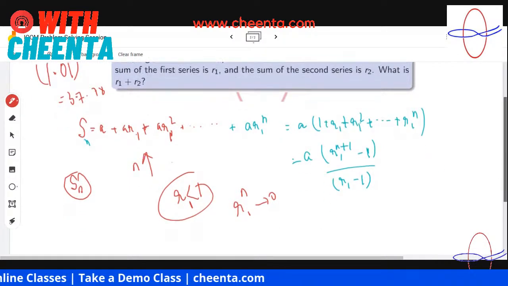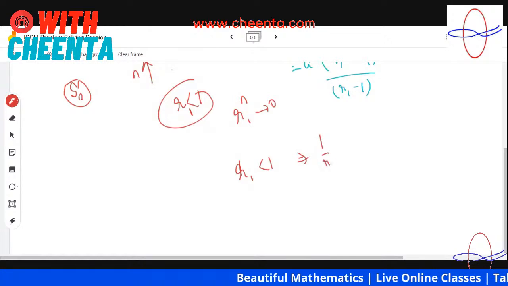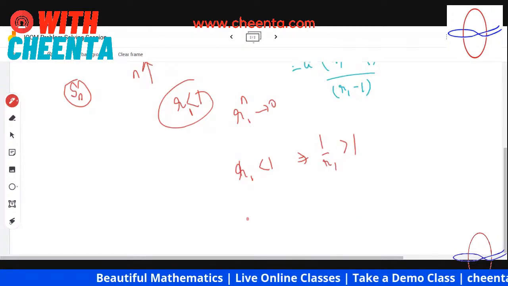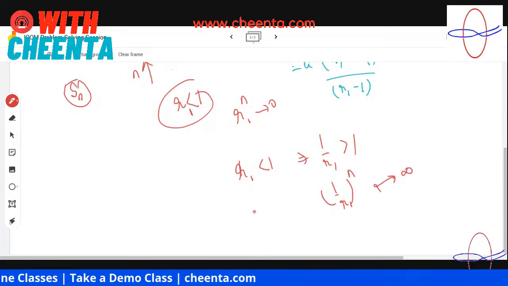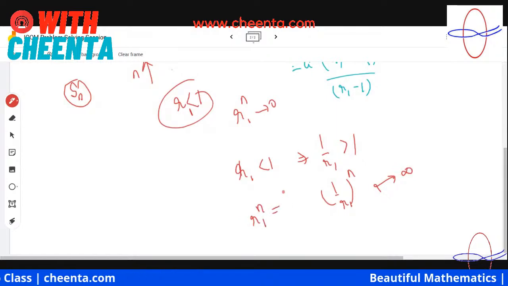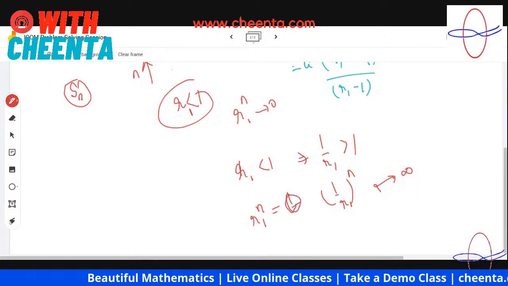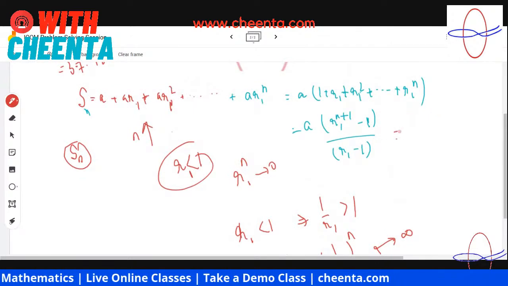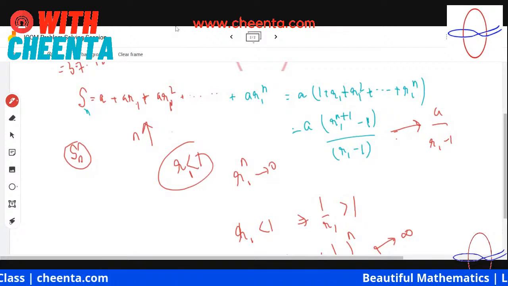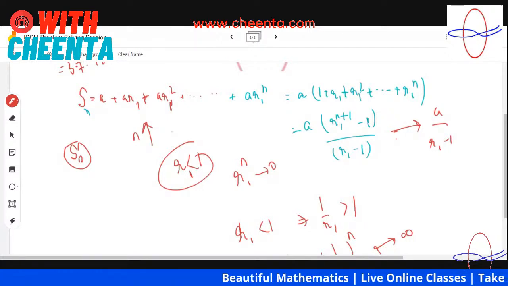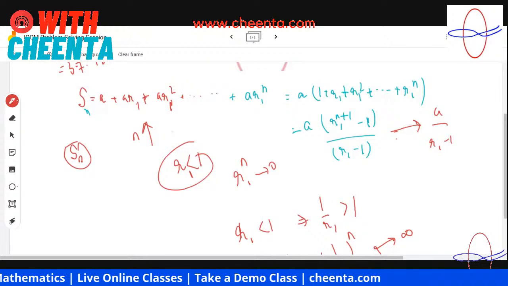It's very natural. Why? Because if R1 is less than 1, then 1 by R1 is greater than 1, and we know that 1 by R1 whole to the power n will go to infinity. So R1 whole to the power n is 1 by that, which is 1 by infinity, which goes to 0. It becomes smaller and smaller, and therefore the sum turns out to be A by 1 minus R1. It converges to a central value as n increases, only when R1 is less than 1.